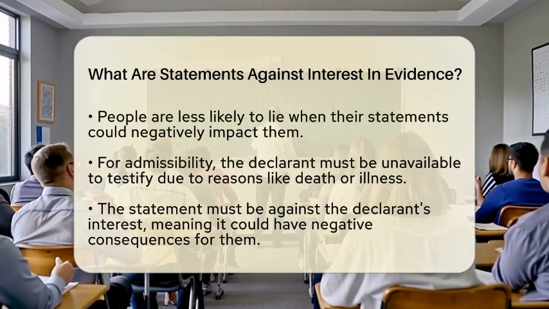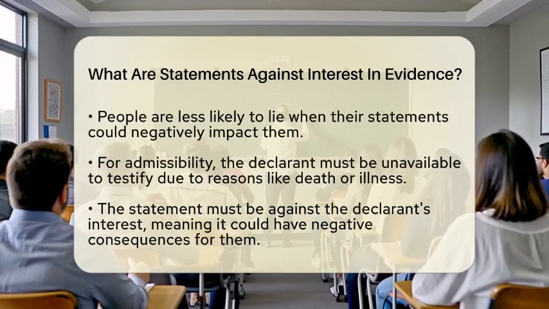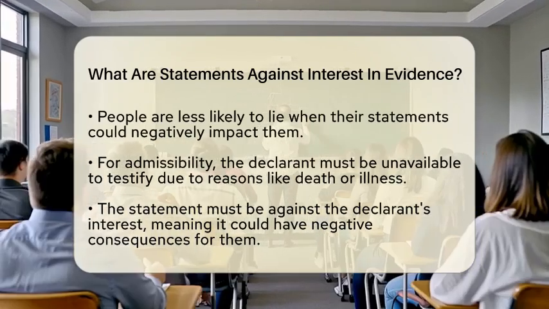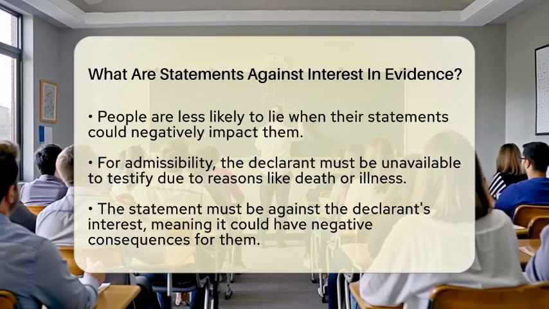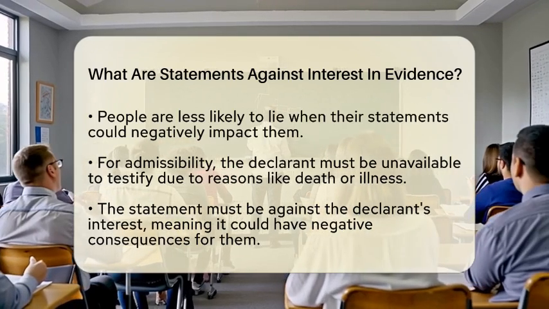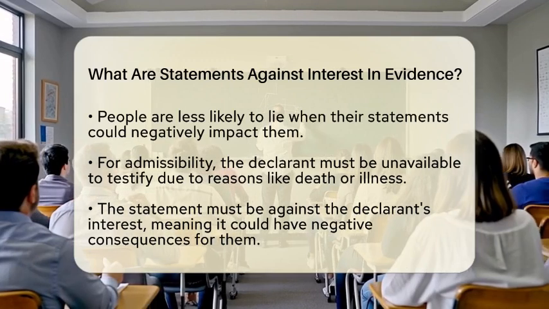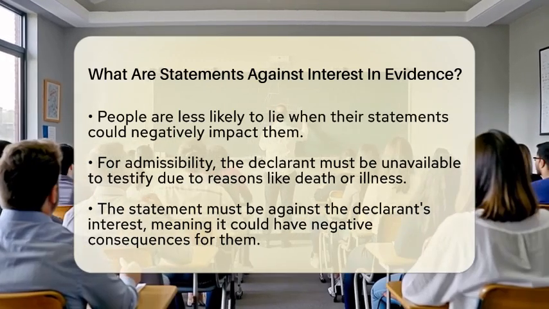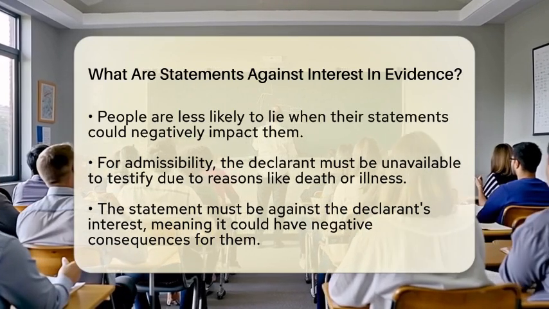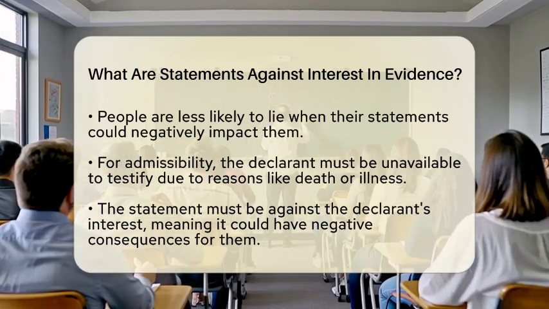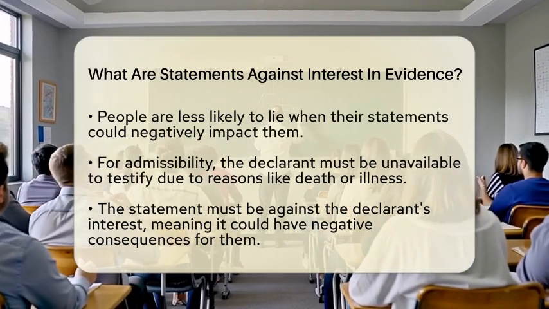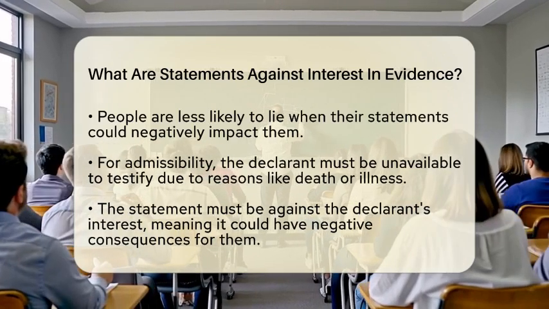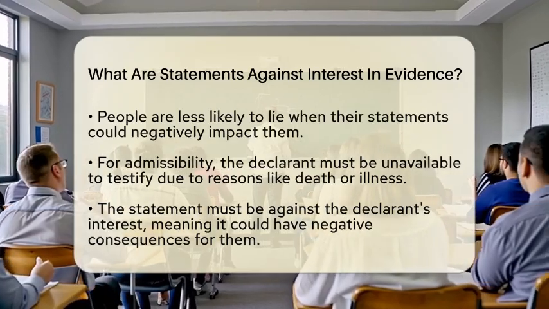For a statement against interest to be admissible in court, a few key conditions must be met. First, the person who made the statement must be unavailable to testify. This could be due to reasons like death, illness, or other circumstances that prevent them from appearing in court. Next, the statement must be against the declarant's interest. This means it could negatively impact them in some way.